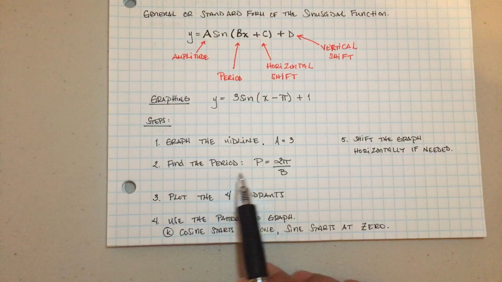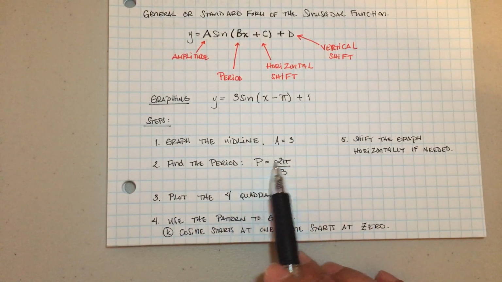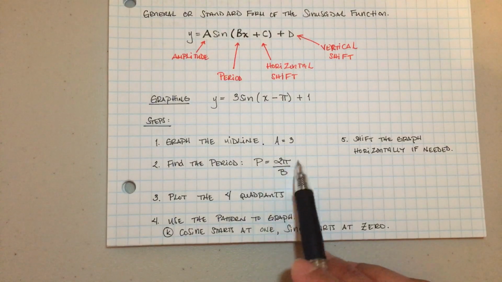Your period is given by this equation. The period is equal to 2 pi over b. Is it always going to be 2 pi?